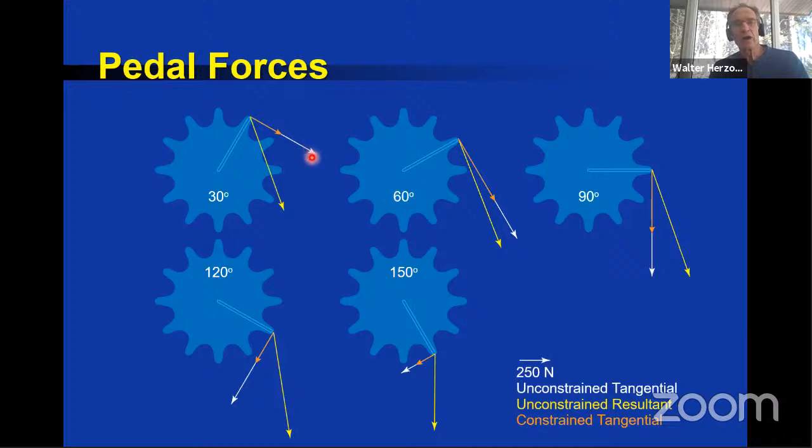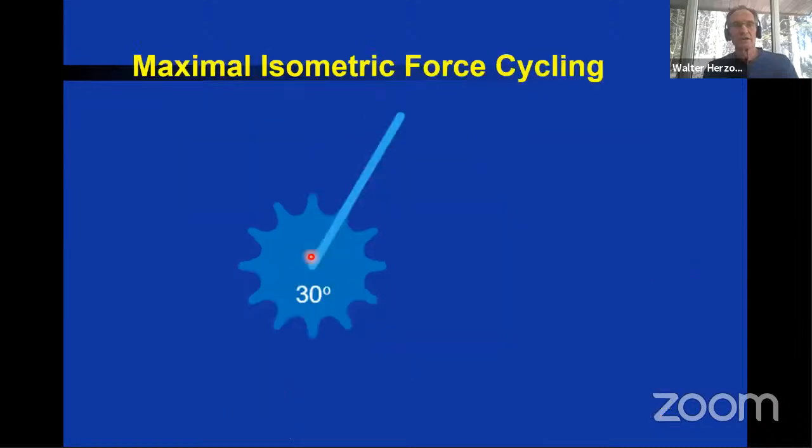If you compare here the white, which is the tangential component of the unconstrained situation, it's always much bigger than the brown one. So here is the brown versus white, brown versus white, brown versus white, and brown versus white. And so in other words, when these cyclists pushed unconstrained, then it was very easy for them to obtain a component that was equally big as the maximum force that they could exert if they were asked to push tangential to the crank.